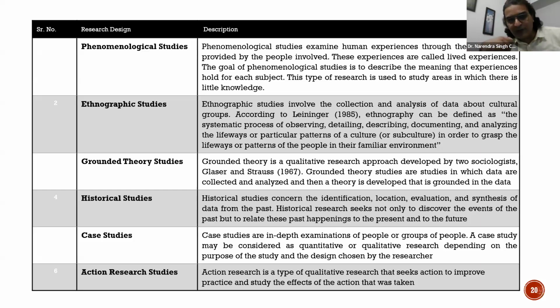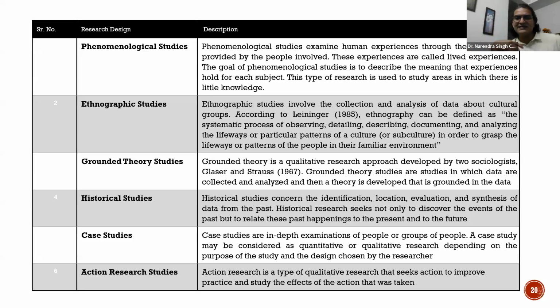I largely do ethnography when I want to understand and collect data about cultural groups. For example, I want to study a particular tribe, a particular culture, right? So you can say it is a systematic process of observing, detailing, describing, documenting, and analyzing the life patterns of a culture. Like for example, I want to study Hinduism, a particular culture or a religion, whatever you want to study.